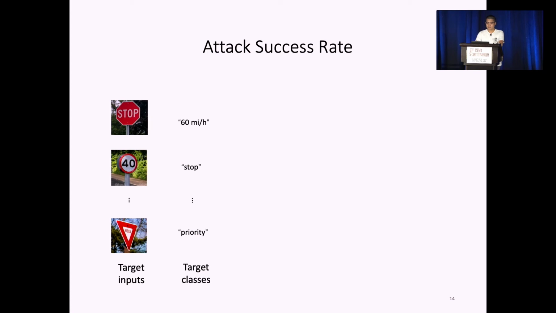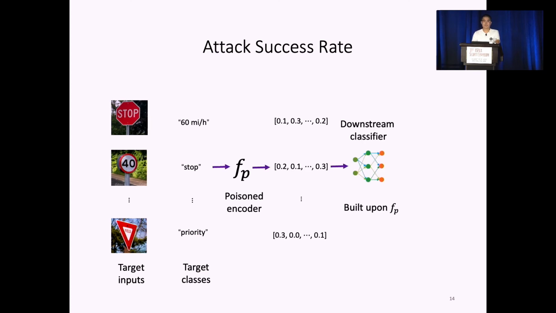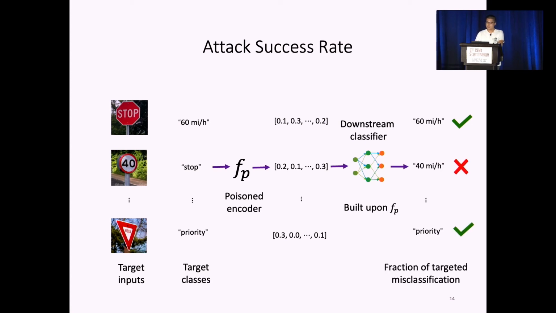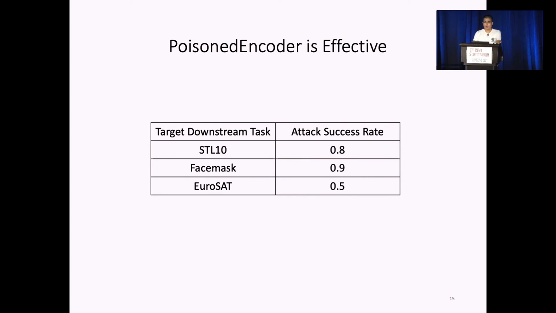We first want to evaluate the effectiveness of our attack. Given the target inputs and target class, we build the downstream classifier based on the poisoned encoder. If the downstream classifier makes the same prediction as the target class, our attack succeeds. Otherwise, our attack fails. So the attack success rate is the fraction of targeted misclassification for the attacker. Our experimental result shows that our attack is highly effective across different target downstream tasks.